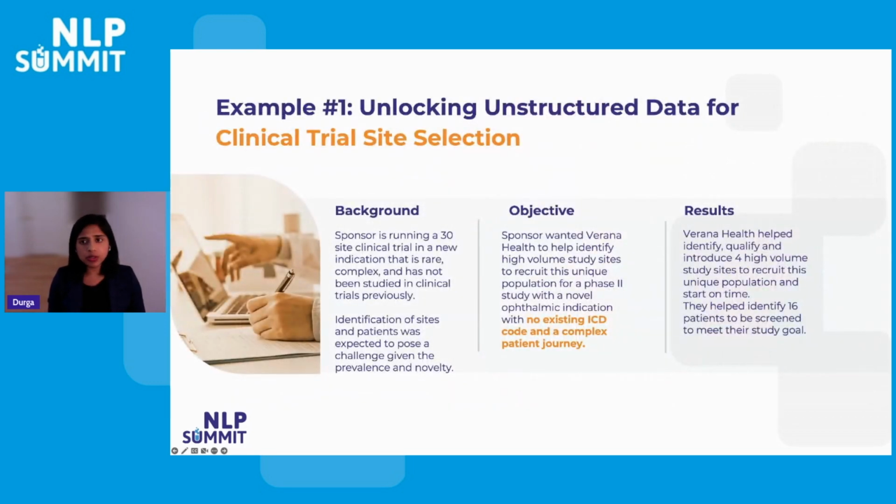The first example is how we were able to use unstructured data for clinical trial site selection. In this case, the sponsor was running a 30-site clinical trial in a new indication that is rare, complex, and has not really been studied in clinical trials previously. So identification of not only sites that have these patients, but also the patients themselves was expected to pose quite a challenge given both the prevalence and the novelty of this disease.